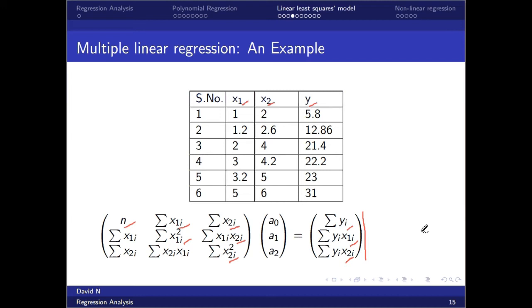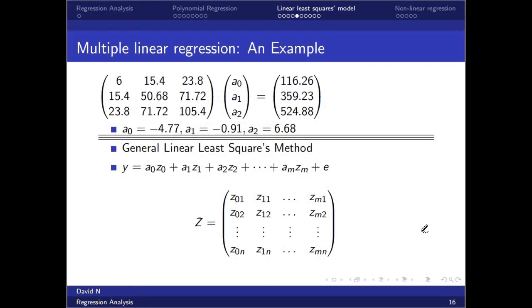However, here we are learning the linear least squares model, and hence we will consider the linear least squares model application also, but using the multiple linear regression analysis which we learned earlier. We are here able to find the model coefficients a0, a1 and a2 to be equal to -4.77, -0.91 and 6.68.